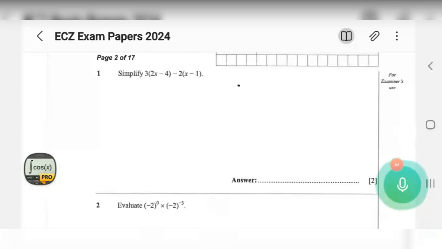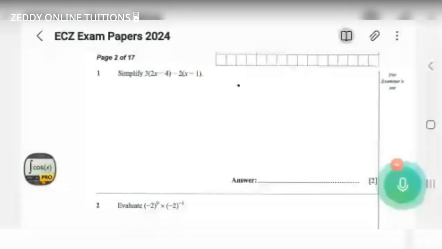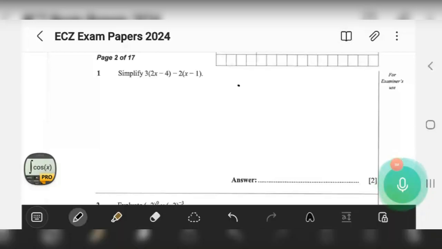It says simplify 3 open bracket 2x minus 4 close bracket minus 2 open bracket x minus 1 close bracket. So this is an algebraic expression.